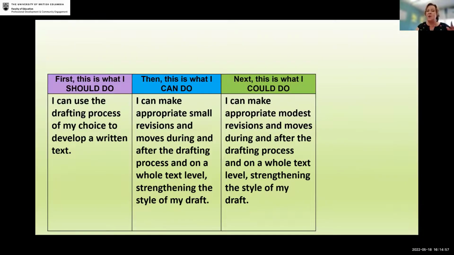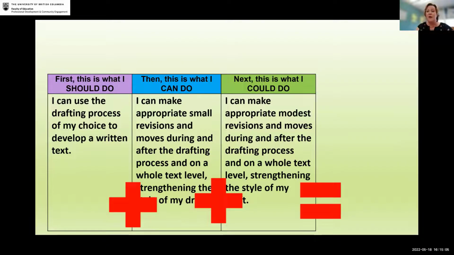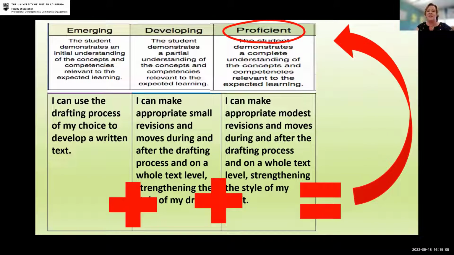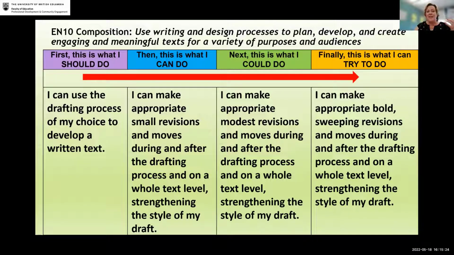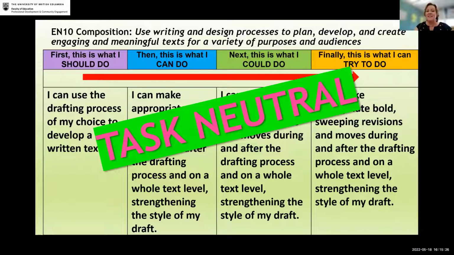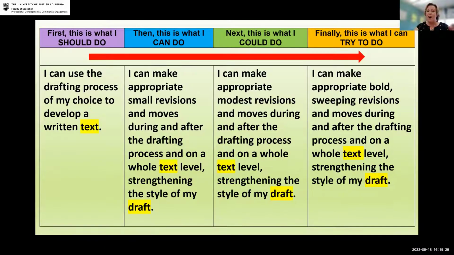So it became this notion: when a student gets through the criteria of should do, can do, and could do, ultimately then that's what gets them to proficient. It's not that they're lacking anything, but they have these little goals, these baby steps all along the way. And every single student actually starts at the exact same point and works through as far as they can. So the next thing is that it was task neutral. So that means that the language that I'm using in this sequence is designed for any number of texts.